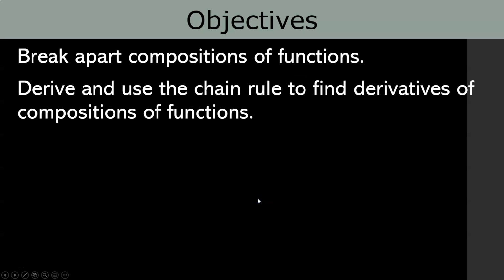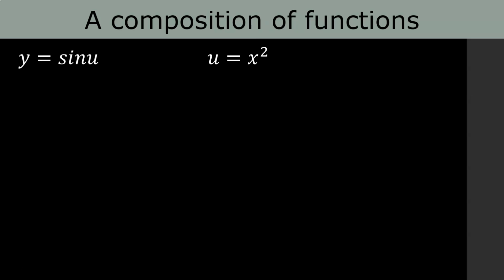This is the first part in a three-part series for how to use the chain rule. At the end of this video, I'm hoping you can break apart compositions of functions and use the chain rule to find derivatives of those compositions of functions. At the beginning, we're going to go in one direction. We're not going to do everything. We're just going to do basic building blocks here in the first video. I think this is going to be a three-part video series.